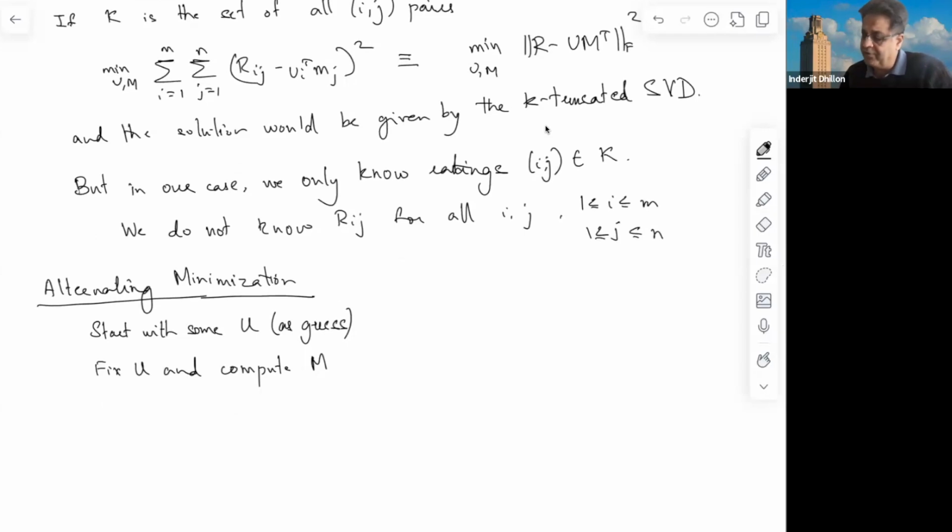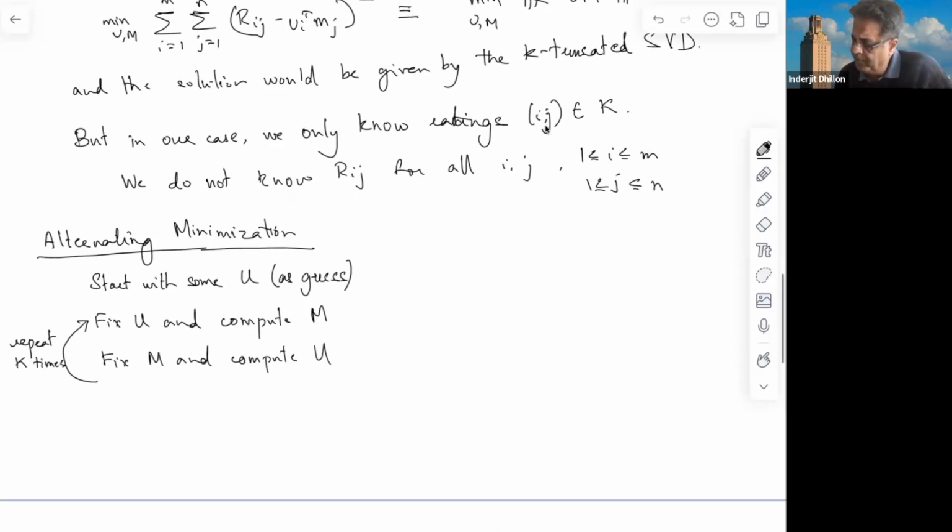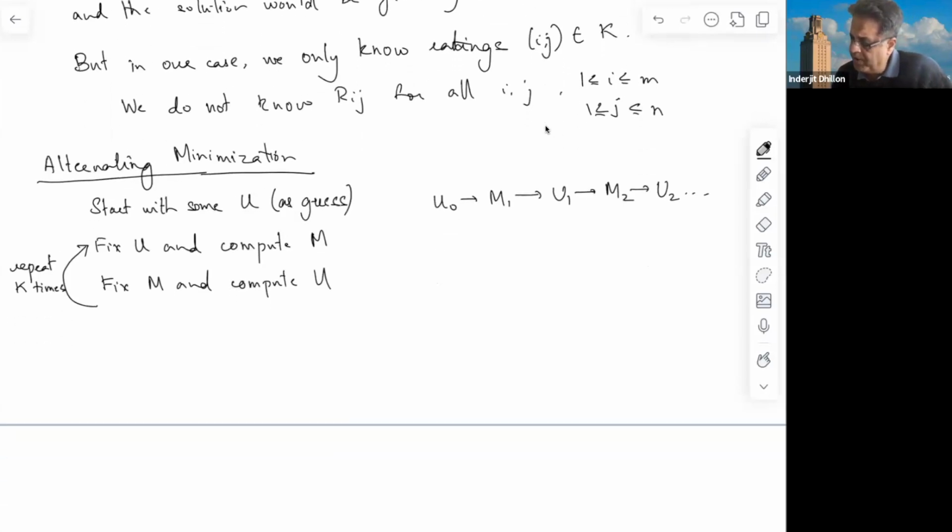So let me come to that, but the algorithm is actually going to be this. Start with some U, fix U and compute M. And then fix M and compute U, and repeat, let's suppose, capital K times. So you would start with some U naught. You would get M1 from it. Then you fix M1, you get U1 from it. You fix U1, you get M2 from it. You get U2 and so on.